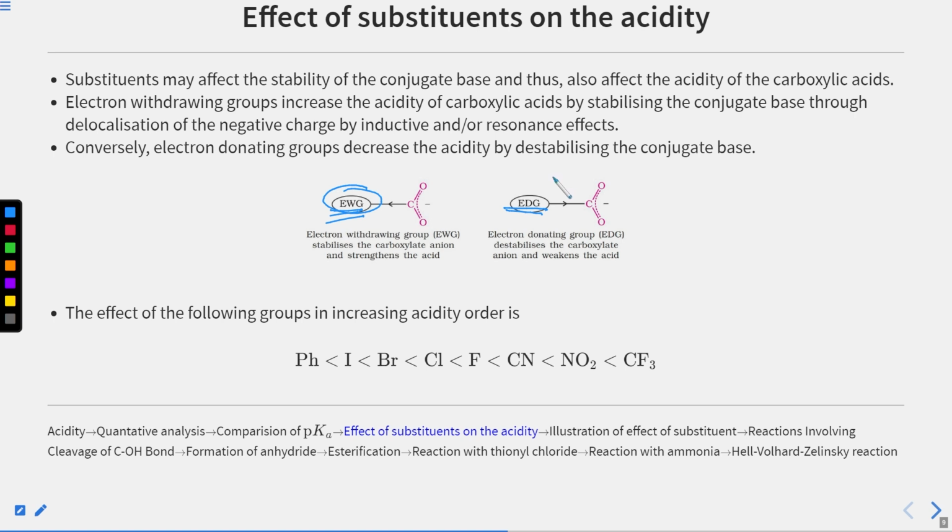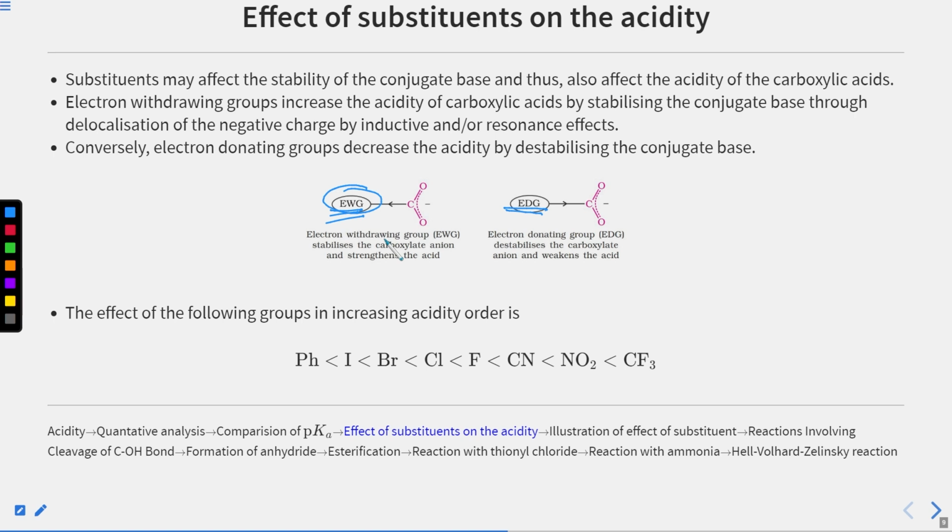Now let us see some examples. But first, before looking at the examples, let us see the effect of the electron withdrawing group on acidity. If we have an electron withdrawing group, the acidity of the carboxylic acid increases. Similarly, if we have an electron donating group, the acidity decreases. Now what is the reason behind it? If we have an electron withdrawing group, it will stabilize the negative charge. So what happens in an acid-base reaction? The H plus is released.